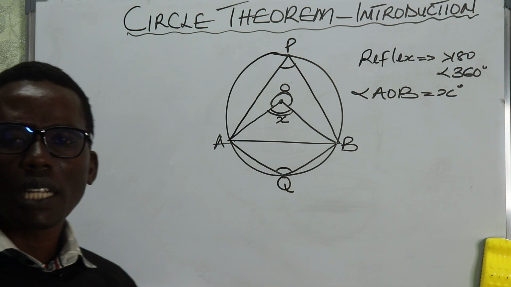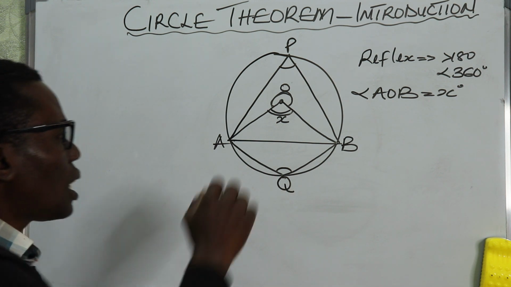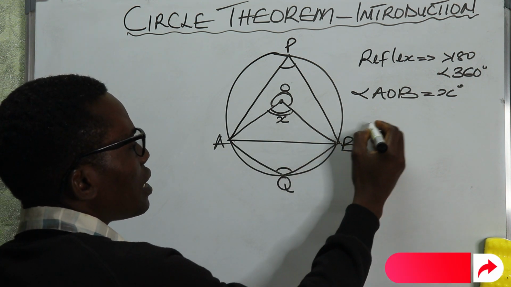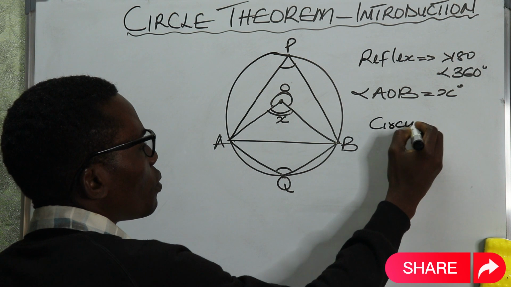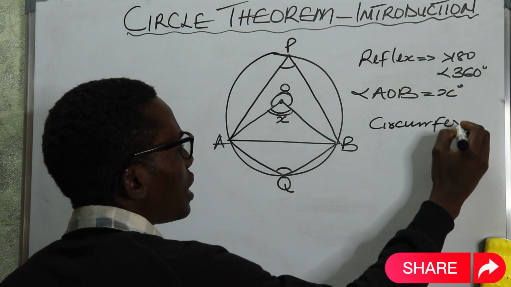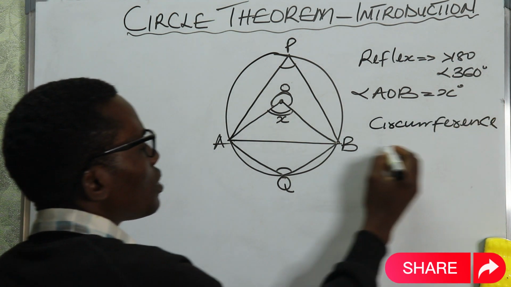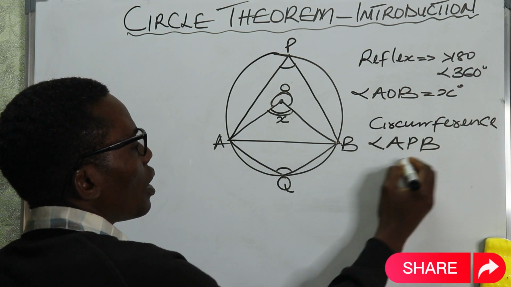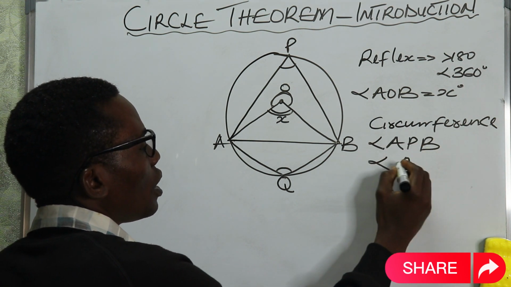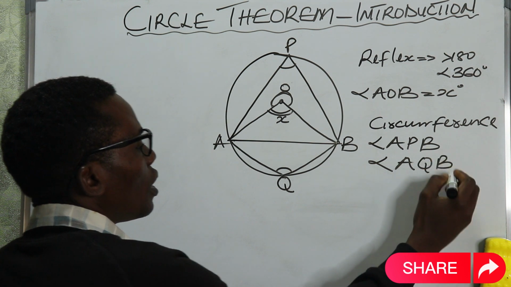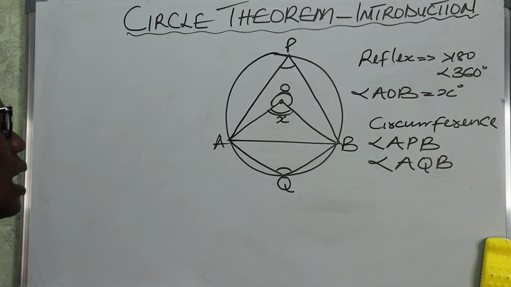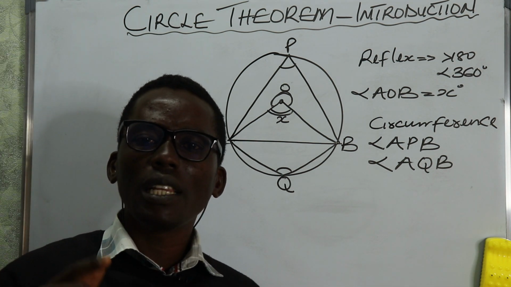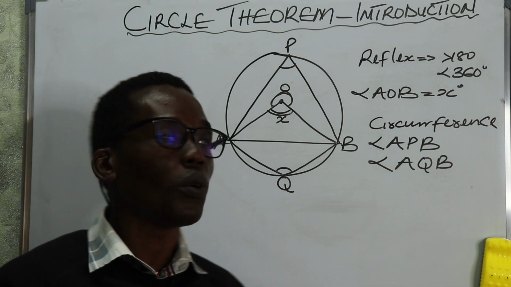So if it does that, it's going to produce two angles, and remember, this is the center. So it's going to produce at the circumference two angles. And what are the angles? The angles are angle APB and angle AQB.